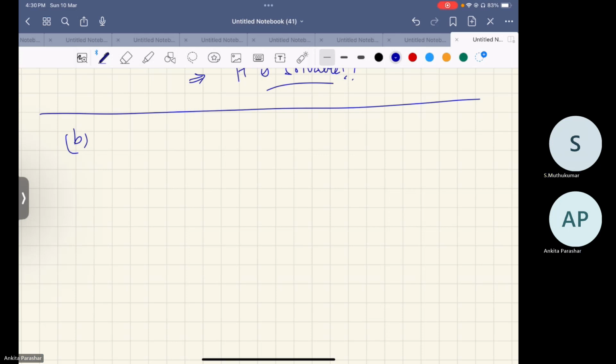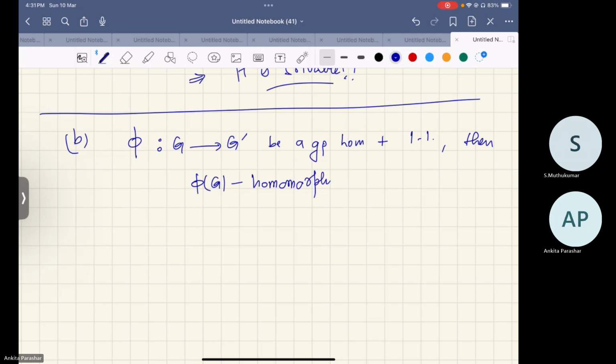So suppose phi is a group homomorphism from one group to another, which is 1-to-1. Then phi of G is called the homomorphic image of G. Yes. Homomorphic image of G under phi. All right. Yes, you are correct.